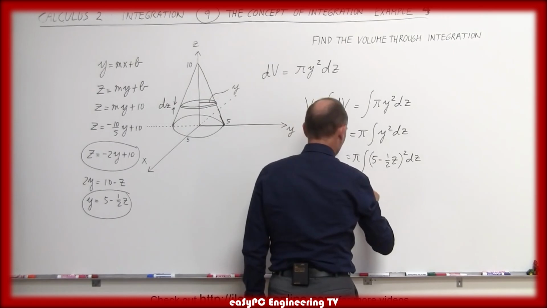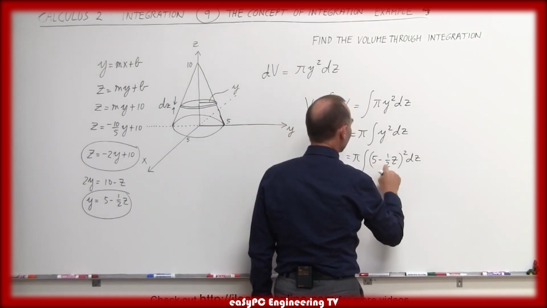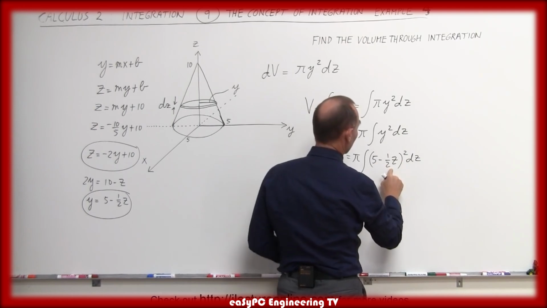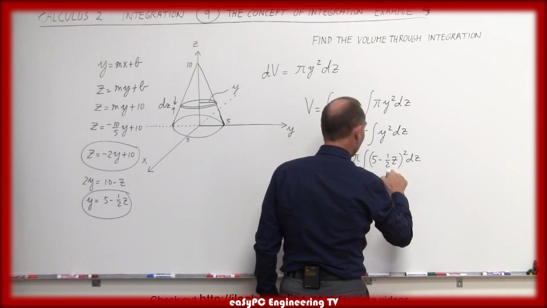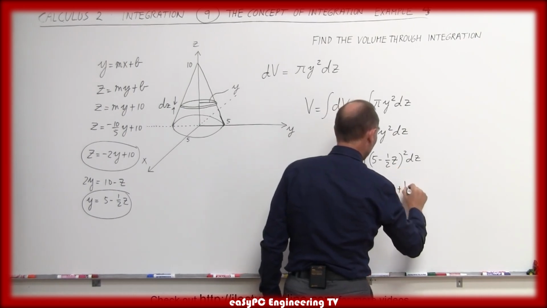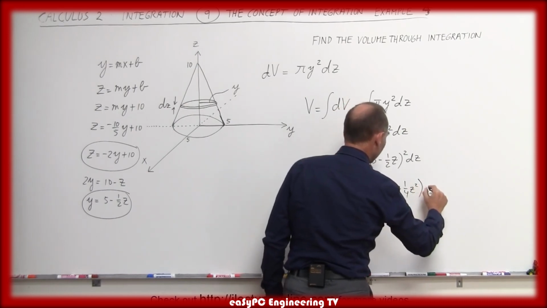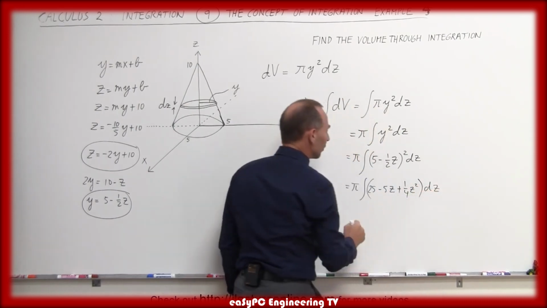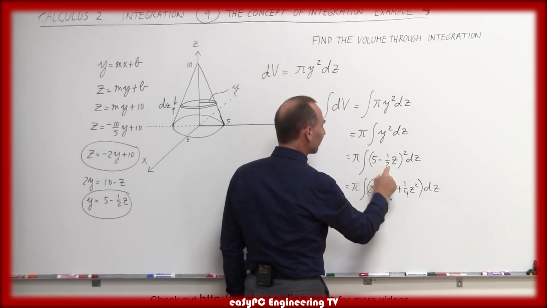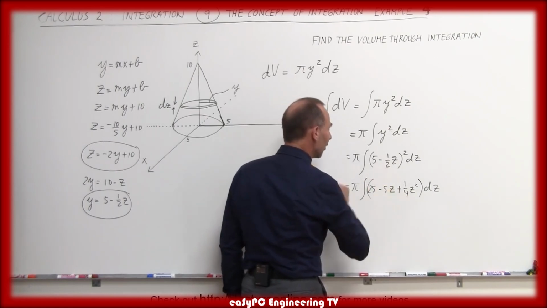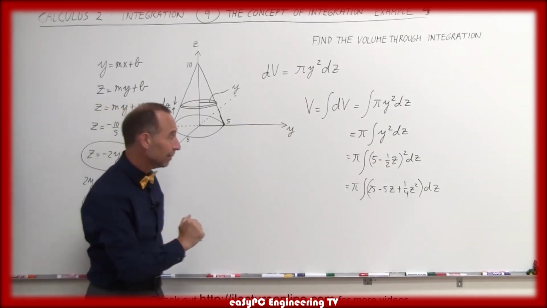This is equal to pi times the integral of 25, 5 times this times 2, that would be minus 5z, and this squared would be plus 1/4 z squared. Put parentheses around that, times dz. Quick check, we have 25, we have 1/4 z squared. 5 times this is 5/2 z, times 2 is 5z, and it's a negative. All right, now we can go ahead and integrate that.